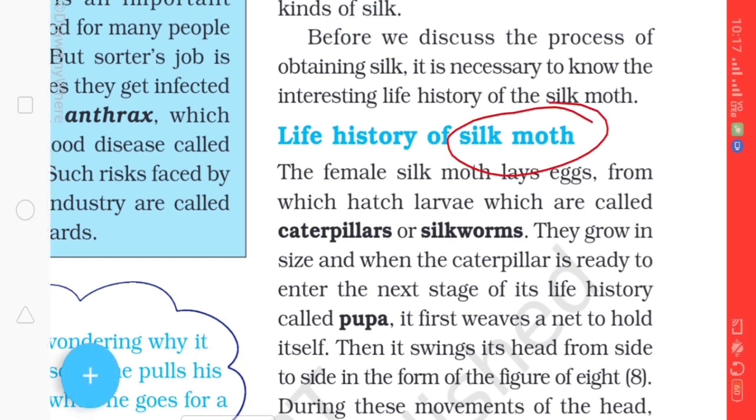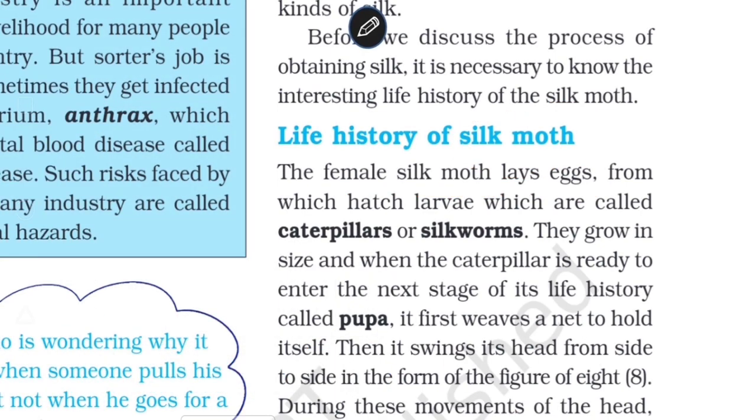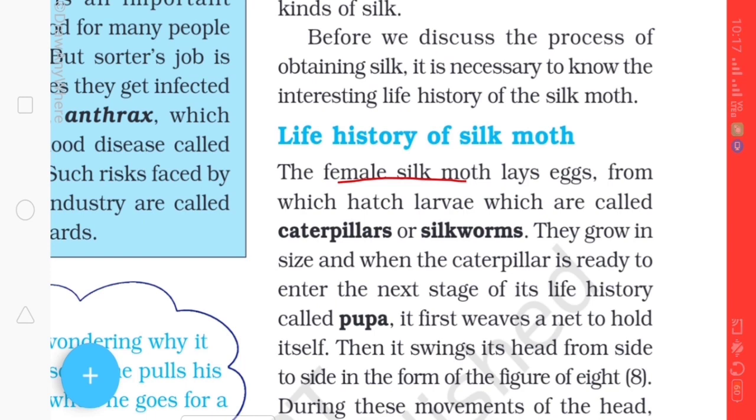Now let's study the life history of the silk moth. Here silk moth means nothing but a butterfly. The female silk moth lays eggs. Who is laying the eggs? The female silk moth, which means a female butterfly. From these eggs hatch larvae, which are called caterpillars or silkworms. When the eggs hatch, we get larvae, and these larvae are known as caterpillars, or we can also say silkworms.